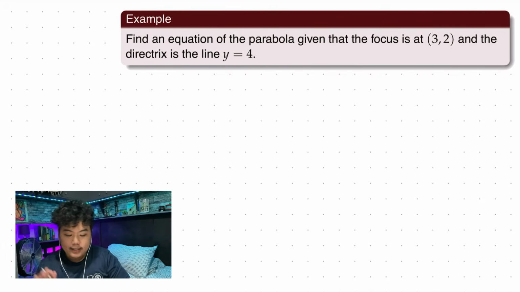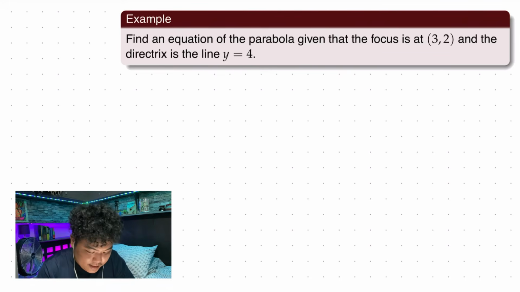So, eto, pabaliktad naman, binigyan tayo ng information, hahanapin mo yung equation. Samantalang yung kanina, binigyan tayo ng equation, pinapahanap yung information, tsaka yung graph niya. Sabi dito, find an equation of a parabola given that the focus is at 3, 2, and the directrix is the line y equal to 4.